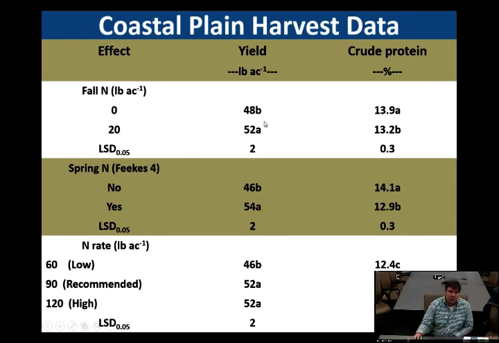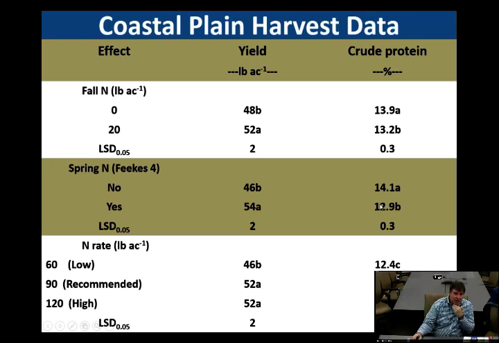Again, just showing that with 20 pounds of nitrogen, we saw an increase. The crude protein was lower, but again, it's being diluted. I'm not concerned about that. This shows how it was very important to put the nitrogen on at Feeks 4. Early in the season, we needed to have that nitrogen on. And then you see the dilution again. But again, that's not, to me, a concern.